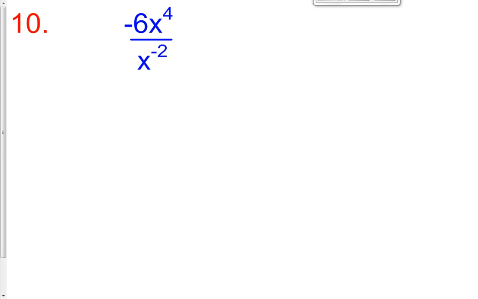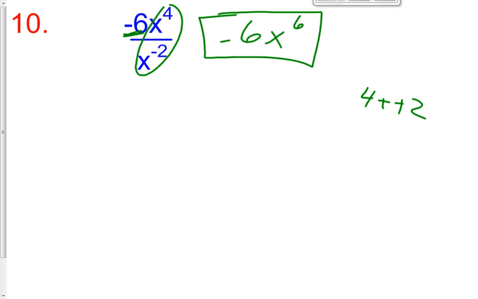Number 10. When I have a quotient here, I'm going to subtract these. So 4 minus a negative 2 is 6. So a negative 6 right here. X raised to 4 minus a negative 2 is a positive 6. So negative 6, x raised to the 6th. There's our answer for problem number 10.